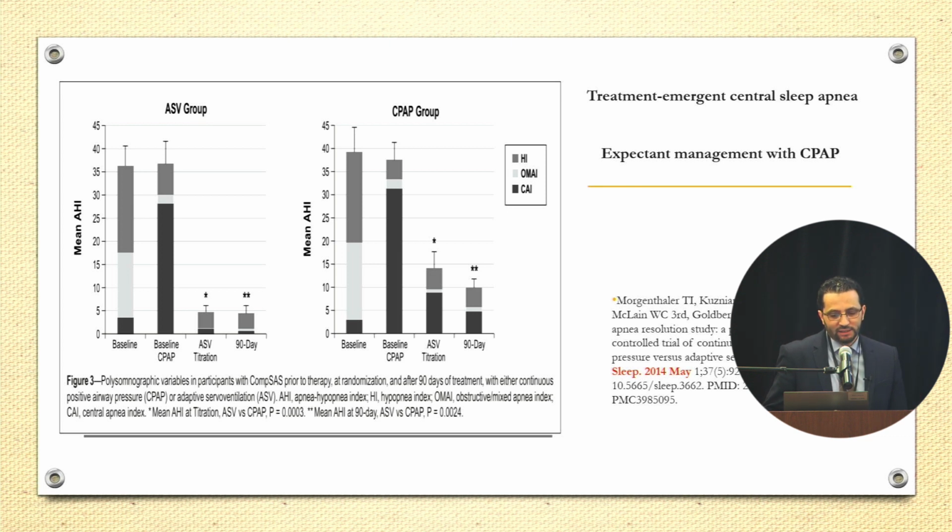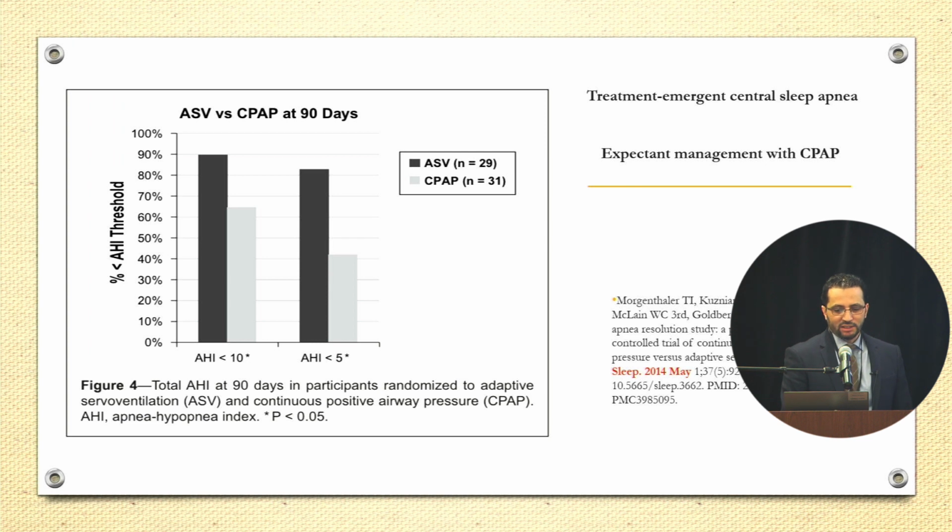At 90 days, with CPAP, you see the improvement. They were able to achieve less than 5 for a significant number of patients, comparable to ASV. Definitely ASV is more efficient, but still. This is the comparison between ASV and CPAP at 90 days for the same study.